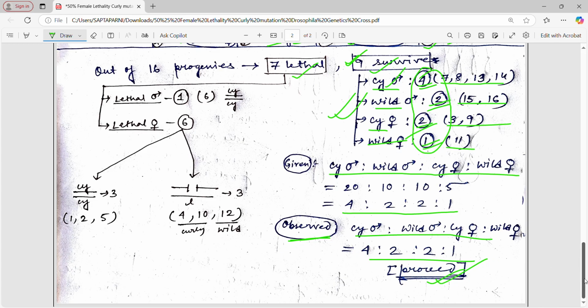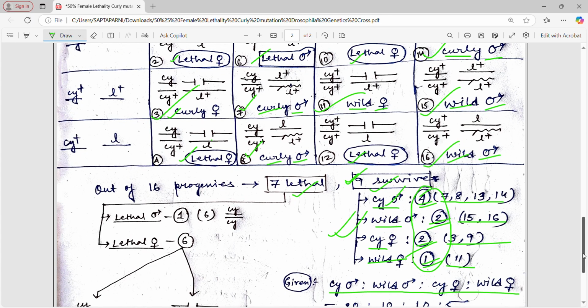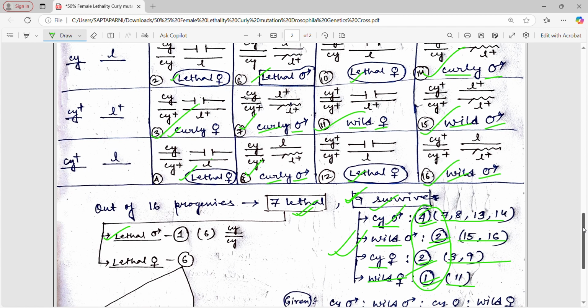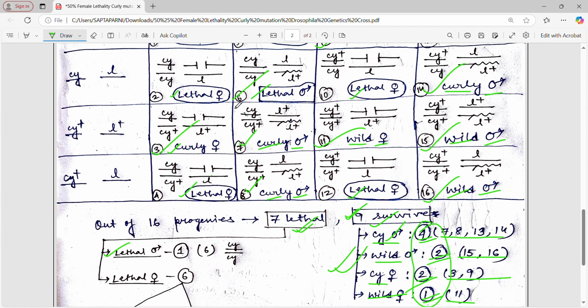Okay. Now among these 7 lethal progenies, there is only 1 lethal male. So where is the lethal male? This is the lethal male in the box number 6. Okay, so box number 6 carries only 1 lethal male due to CY, the recessive lethal allele CY, and there are 6 lethal females.